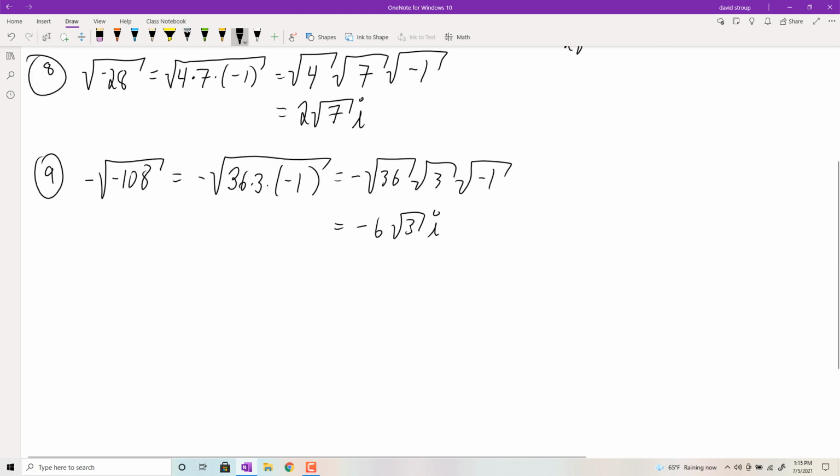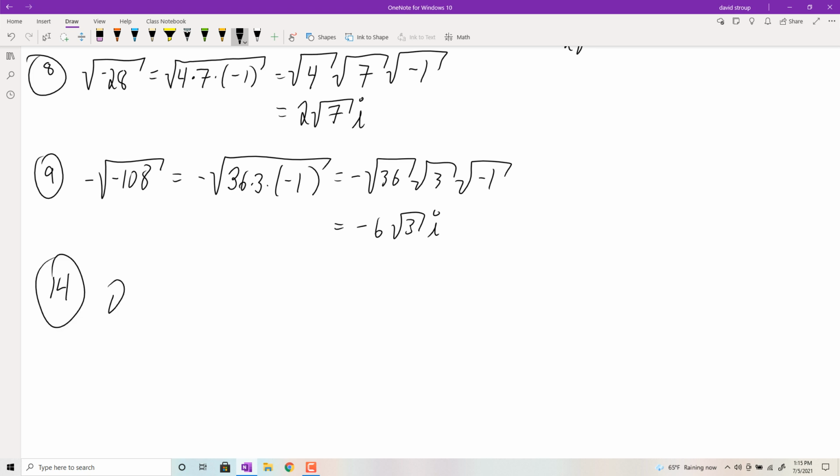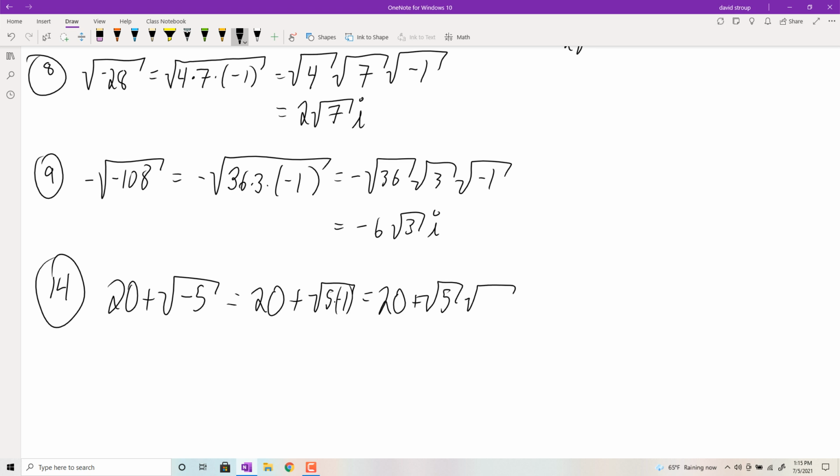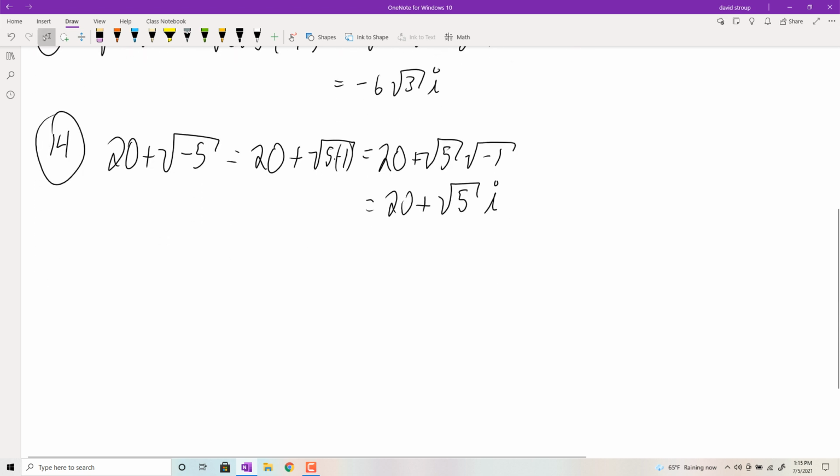Let's look at simplifying this other kind of guy. This is 20 plus the square root of negative 5. So you'd get 20 plus the square root of 5 times negative 1. And it's 20 plus the square root of 5 times the square root of negative 1. Then we can substitute in and get 20 plus square root 5 i. And then we're kind of stuck. So this brings us to the form of the complex number that we want to write our answers in.